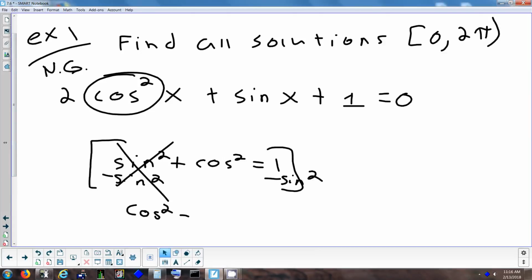Cosine squared. And what does it equal? 1 minus sine squared. We just came up with a new formula for cosine squared. And what that formula does is it changes cosine into sine. And that's what we have to do.